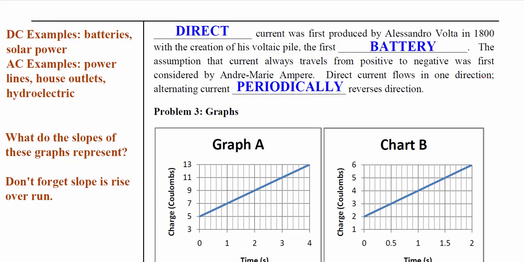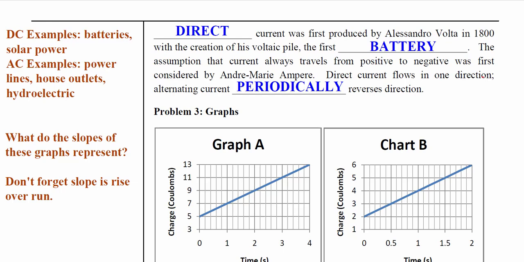Direct current, of course, was the first of the two to be better understood, and this is courtesy of Alessandro Volta, who created the voltaic pile, the first battery. Volta based his work on Luigi Galvani and the seminal work on frogs and copper and zinc pincers. The assumption that current goes from positive to negative, which we're also going to make here for direct current, was first considered by André-Marie Ampère. We named the current after Ampère. The unit of current is the ampere, or amp.